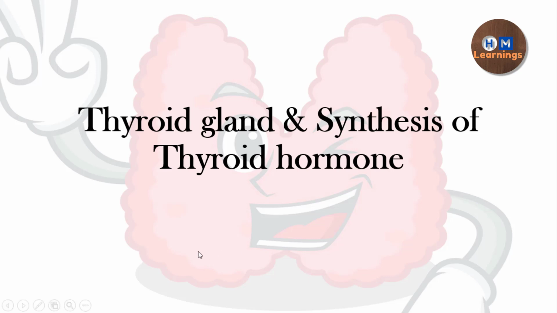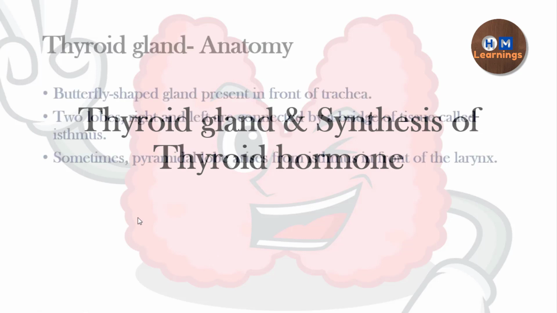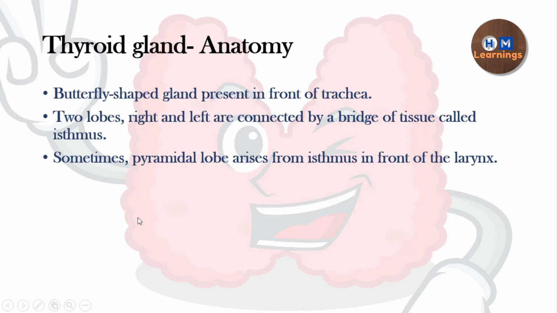So now we will talk about our today's topic, that is about the thyroid gland and the synthesis which happens inside the thyroid gland. So first of all, a little bit about the anatomy: it is a butterfly shaped gland present in front of the trachea. It has two lobes, right and left, which are connected by a bridge of tissue called the isthmus. And sometimes we can even see a pyramidal lobe which arises from the isthmus in front of the larynx.